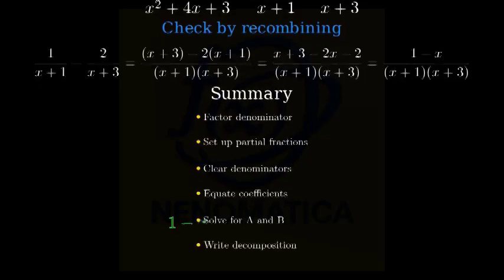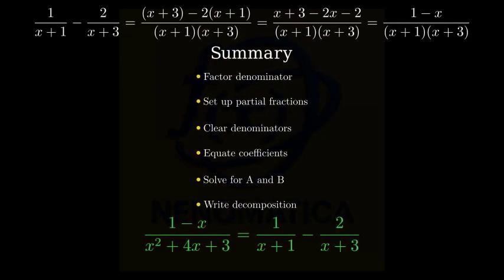Summary. Factor the denominator. Set up a over a linear factor plus b over the other linear factor. Clear denominators, equate coefficients, solve for a and b, and write the result. Our final answer is 1 over x plus 1 minus 2 over x plus 3.